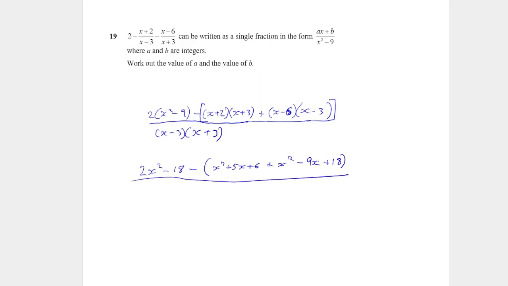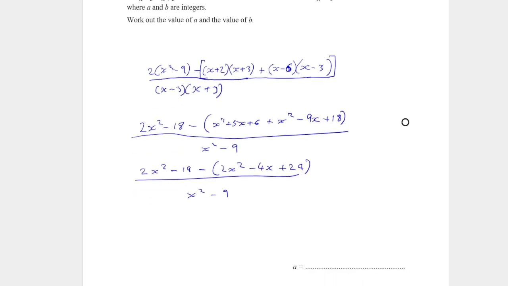And then just to save you writing it out again, I'm going to multiply that out. Right, so we'll do this one more step before I look at combining them. So that's going to be 2x squared minus 4x plus 24 all over x squared minus 9.